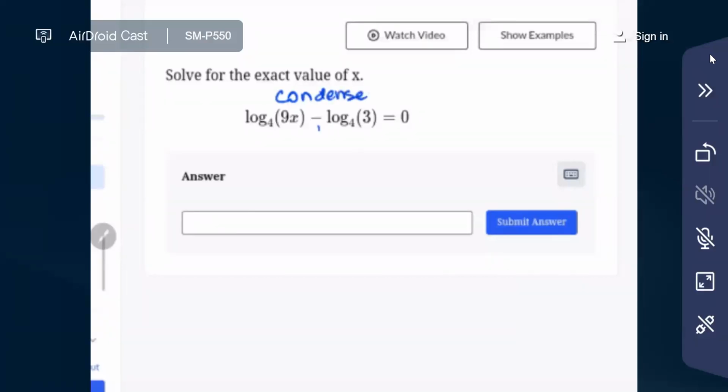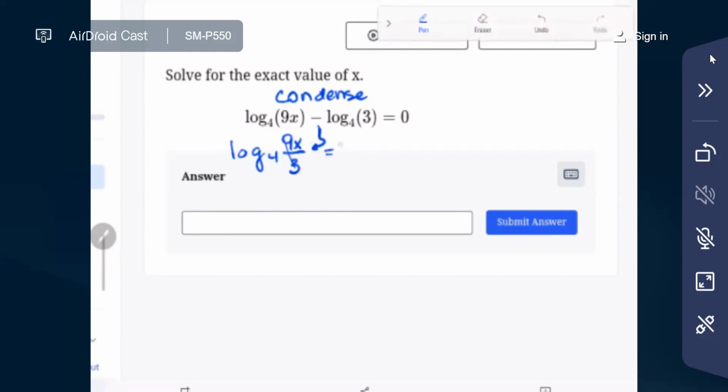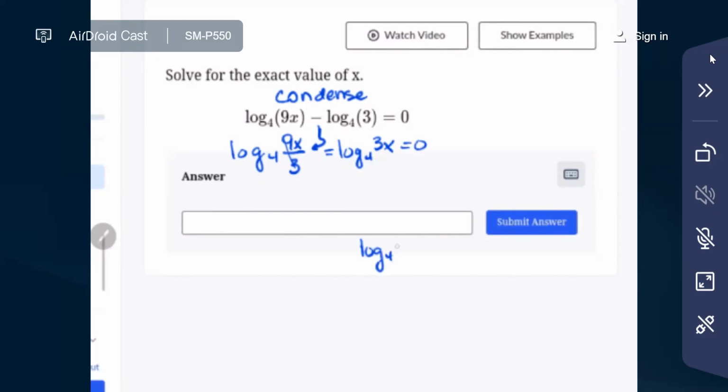And because this is a negative, that's going to mean that these are going to be divided. So this is going to be a 3 here, and this is going to be a 9x there. And we're going to have a 4 and a log. So that's our condensed version. I'm also going to point out that we can cancel these two out and just have it say log base 4 of 3x equals 0. So we're going to have log base 4 of 3x equals 0.